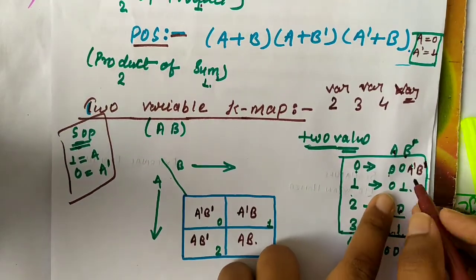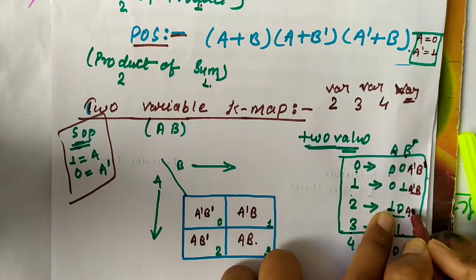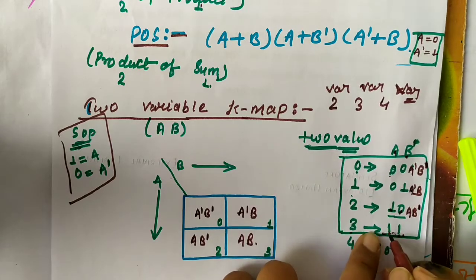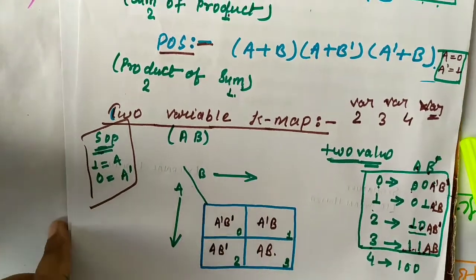The binary number of 1 is 01, that means A dash B. The binary number of 2 means A B dash. And the binary number of 3 is 11, that means A B. So we have to write that here.